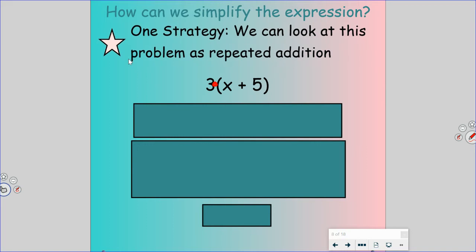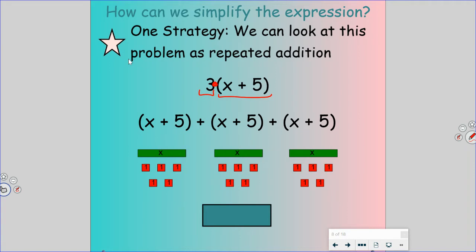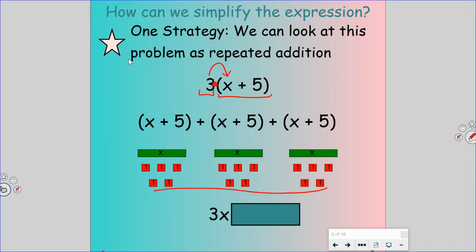Strategy number 1. Think about multiplication as repeated addition. If you have 3 groups of x plus 5, well, you could rewrite that. X plus 5, another x plus 5, another x plus 5. In turn, you could even draw it out. Here's an x plus 5, then there's a second group of x plus 5, then there's a third group. But why write 3 groups of x when you could simply write 3x? Combine your like terms. And why write 3 groups of 5 when you could just write 15?